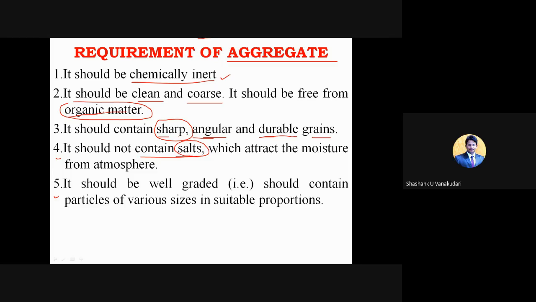So for that reason we always try to avoid ingredients which contain salts in their structure, right? And then it should be well graded, such that it contains particles of various sizes in suitable proportions. It's not that the aggregates should be of the same size or same shape. It should be irregular in shape, such that the irregularity in volume is going to give the proper bonding after proper compaction, right?